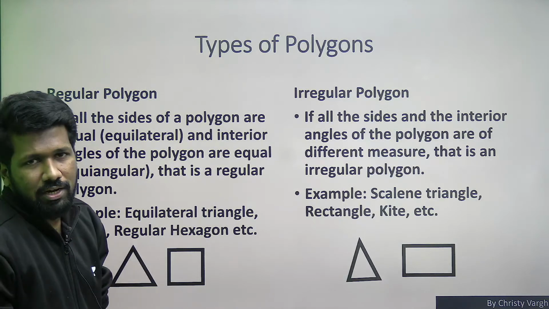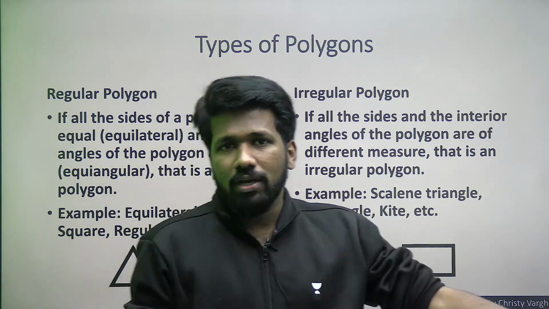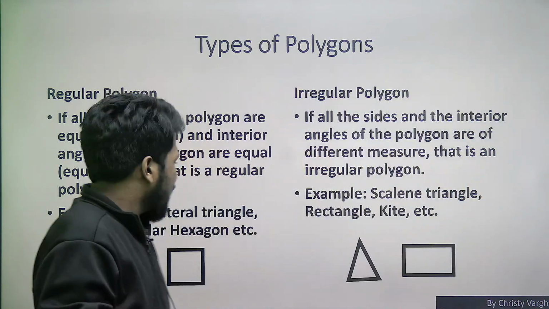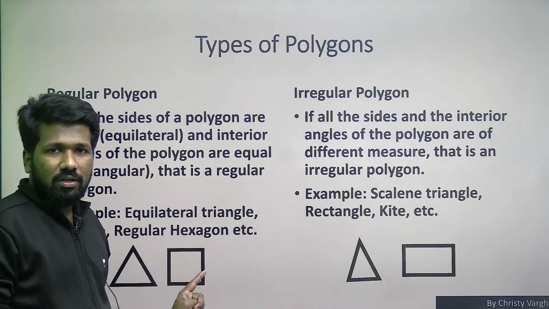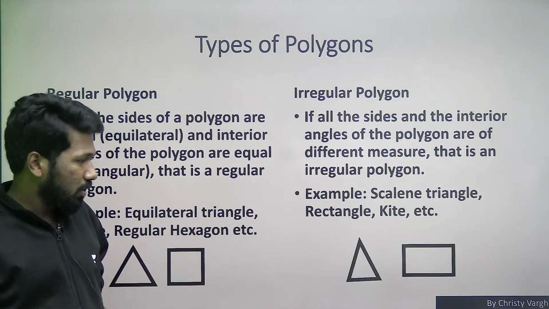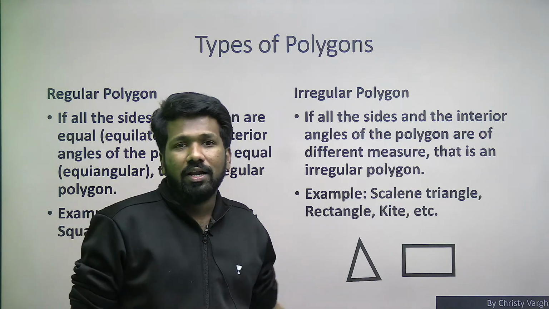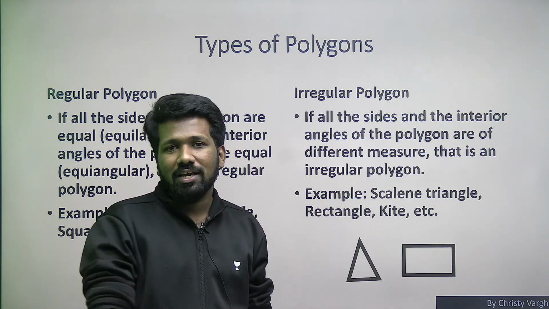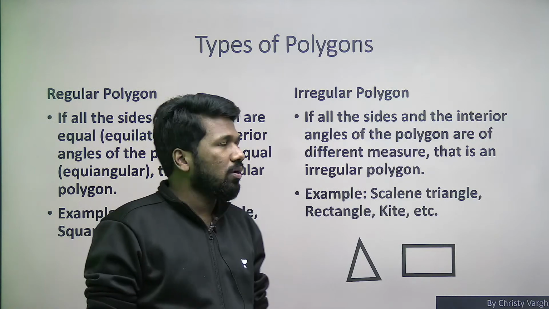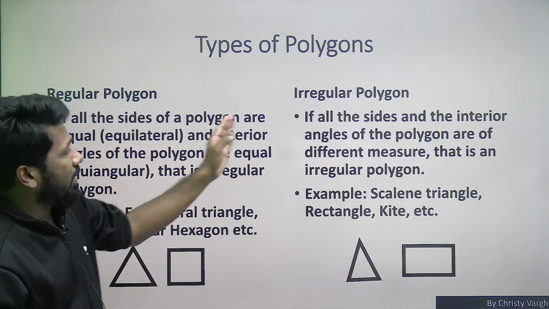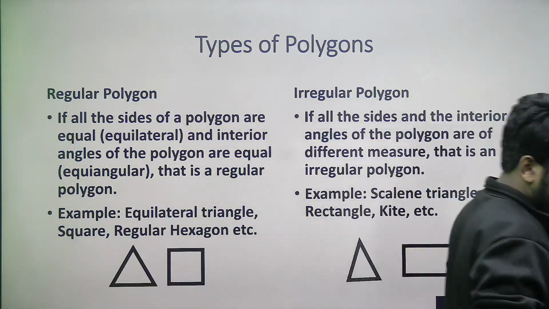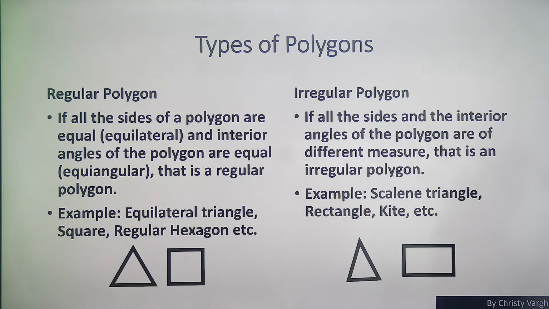Similarly, a square is a regular polygon, or regular quadrilateral. Quadrilaterals are four-sided polygons. A square is a regular quadrilateral because all sides are equal and all angles are also equal: equilateral and equiangular. But a rectangle is not regular; it is equiangular, all angles are equal, but it is not equilateral, all sides are not equal. For a polygon to be regular, sides should be equal and angles should be equal. If not, it will be irregular. If at least one angle is different from the rest, or at least one side is different from the rest, then it will be an irregular polygon.